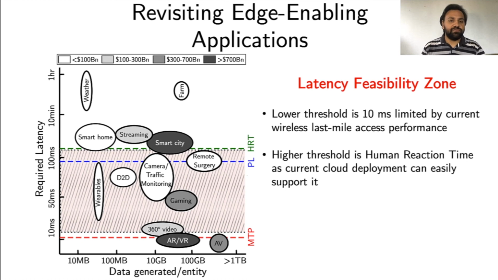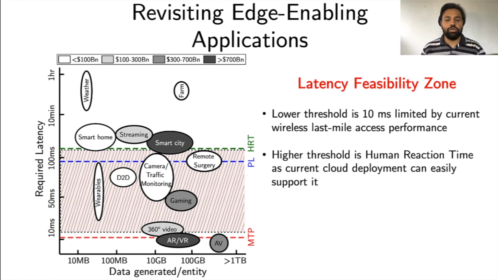The latency feasibility zone of edge computing is shown in red. The lower bound of the zone is about 10 milliseconds, which, through our and previous analysis in the area, is the average wireless last mile access latency. Even if the edge server is placed at the nearest base station, it would still take approximately 10 milliseconds for the user to reach it, thereby making motion to photon latency almost unachievable.